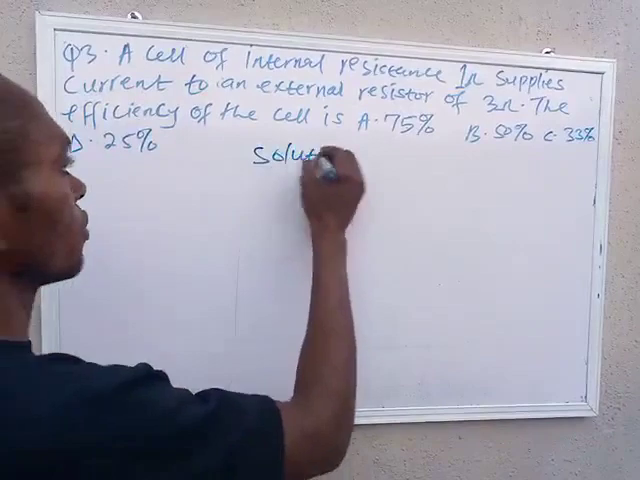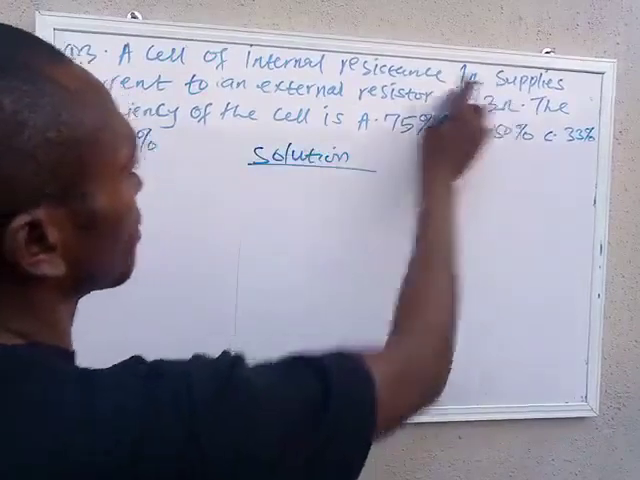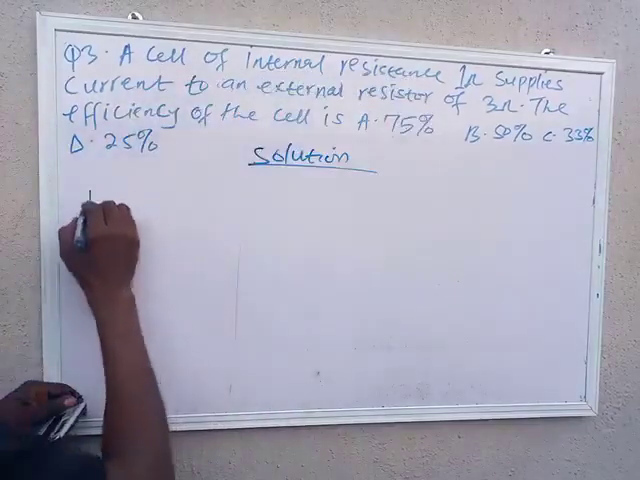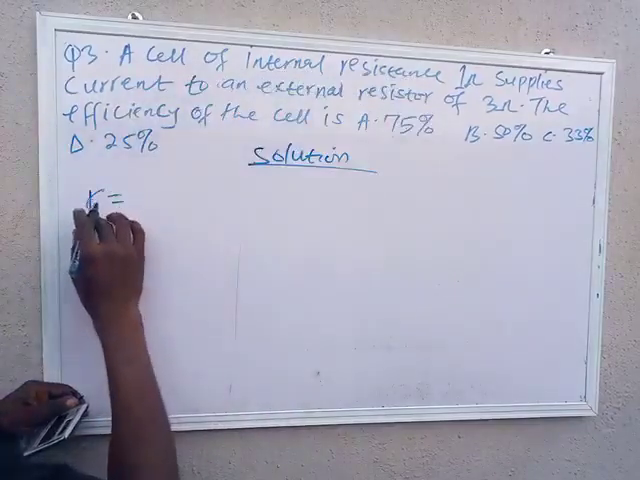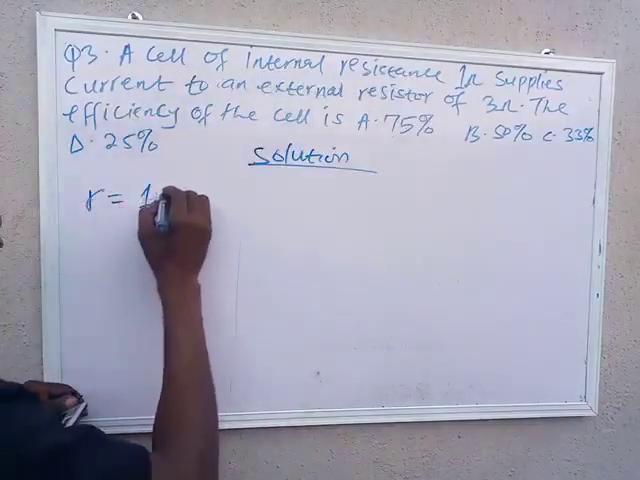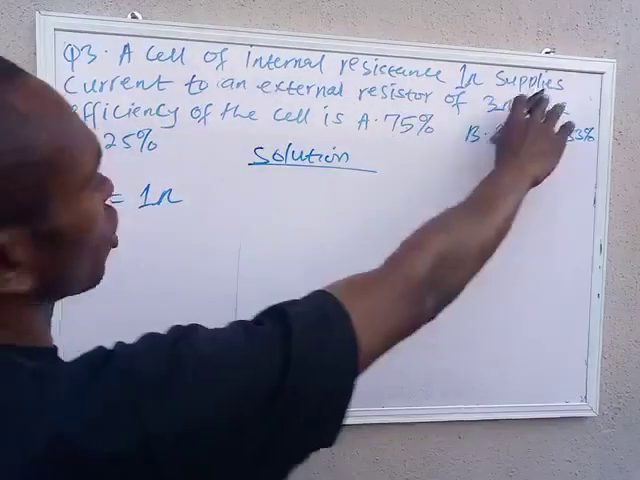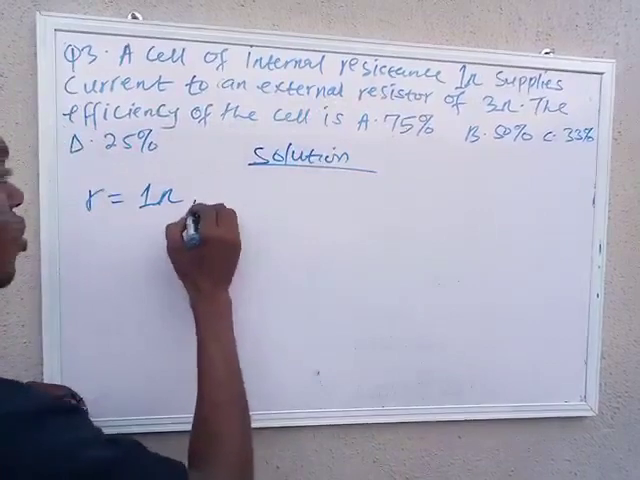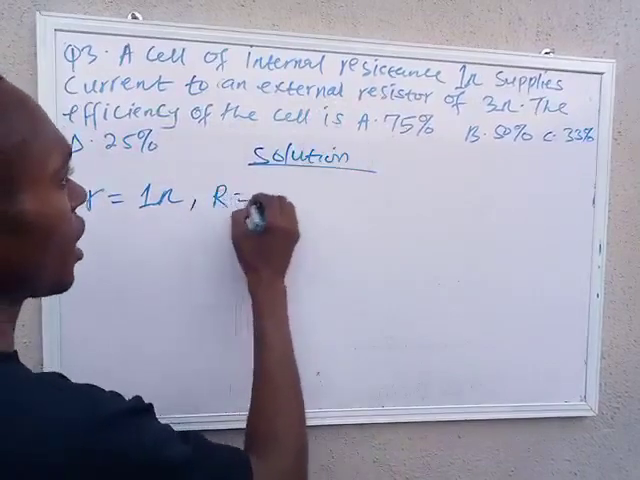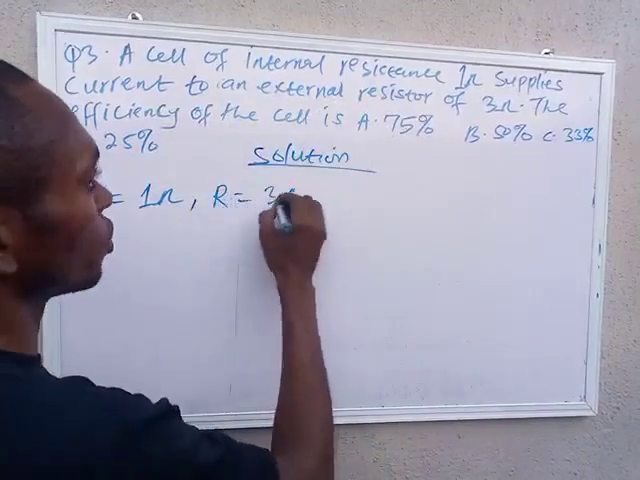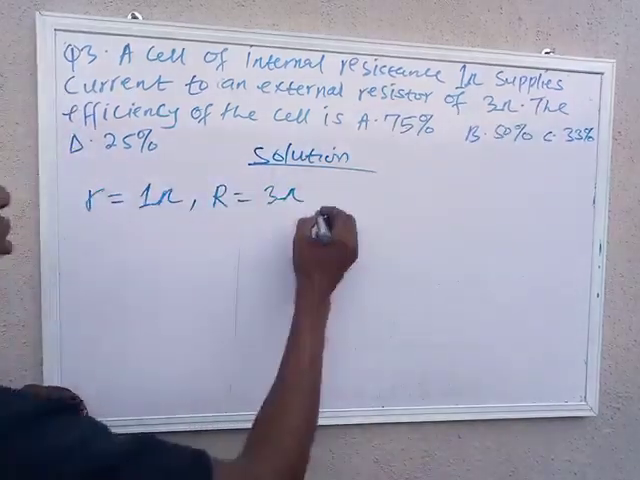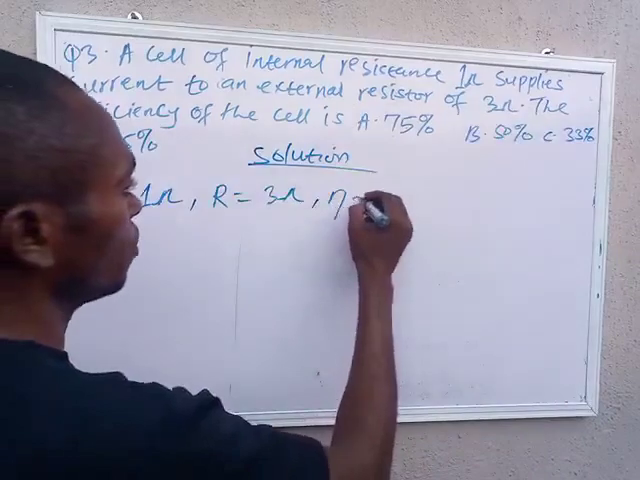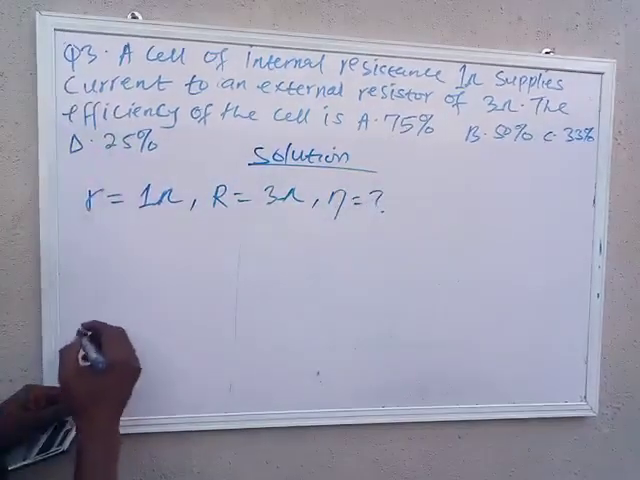Now solution, we have a cell of internal resistance. So internal resistance is represented using the small letter r, which is 1 ohm, supplies current to an external resistor. So the external resistor is represented using capital R, which is 3 ohms. Now the efficiency, we can use this sign for efficiency. So efficiency is question mark.